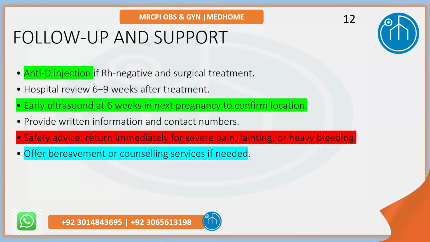So in NTD, the injection was there, and an ultrasound at 6 weeks in the next pregnancy to confirm the location. These points were in her follow-up. Safety points and red flag signs you have to tell the patient, along with counseling services, bereavement support groups, information leaflets, and connecting her with the counselor. So again, communication and empathy points you should always practice. Avoid medical terminologies. Hira didn't use any, that was perfect.